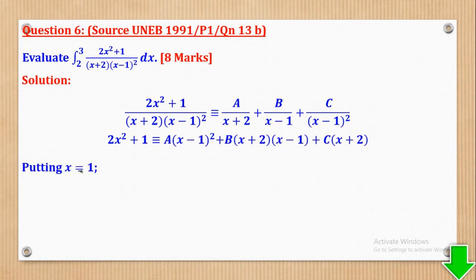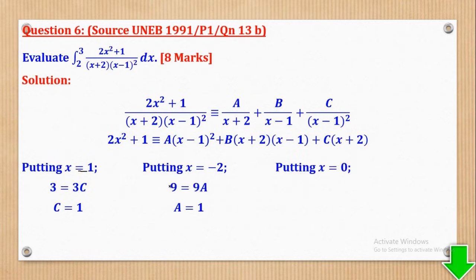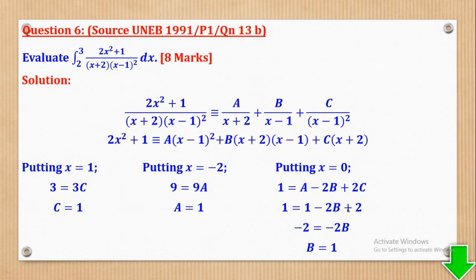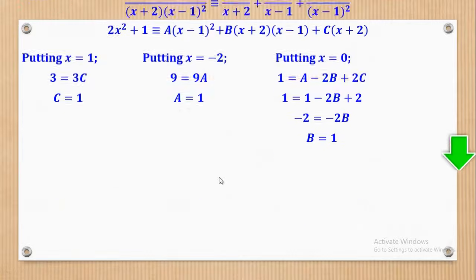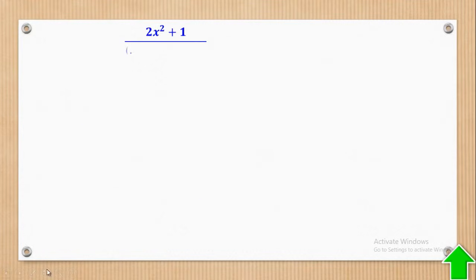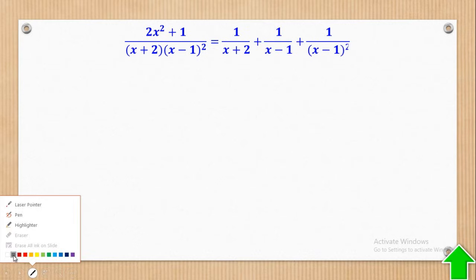So when I put x equal to 1, I'll come up with that, therefore c is that. Put x equal to -2, I'll come up with that, therefore a is that. Put x equal to 0, I'll come up with that. Substitute for a and c, I'll come up with the value of b as that. So I've got a, b, and c, therefore the partial fraction is that.